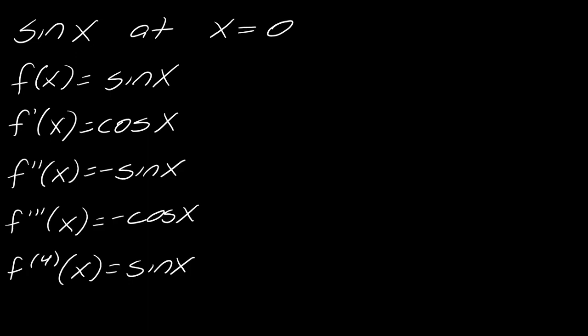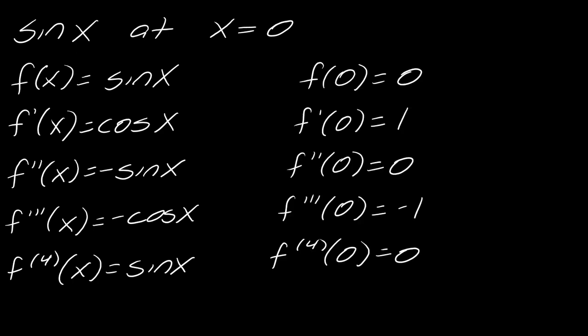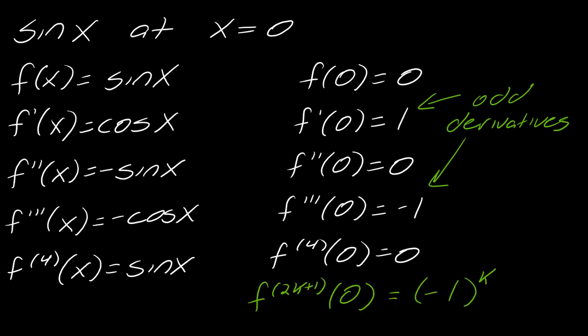Okay, so here are just my first 4 derivatives. I always like to see how this cycles, and I can see that if I start plugging in 0 for all these derivatives, I get 0, 1, 0, negative 1, 0. So there's a pattern that emerges for sine of x. At the odd derivatives, I have a value of either 1 or negative 1. So I can write this as the 2k plus 1 derivative at 0, this will be negative 1 to the k.